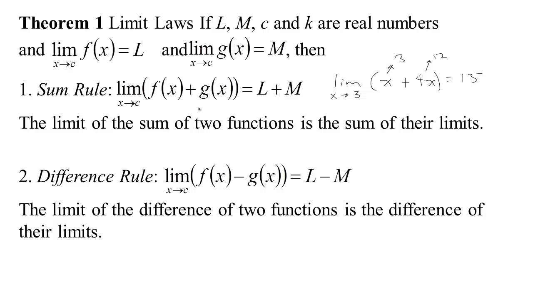We could even write both of these rules in one combined statement. We just say the limit as x tends to c of f of x plus or minus g of x, you choose what you want to do, is just equal to the limit of f plus or minus the limit of g. Okay.